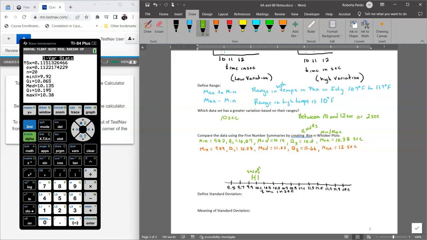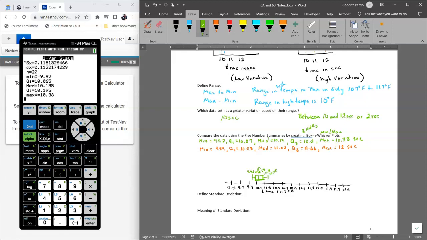So now we have 10.14. 10.2 is the end of our box. So our box is connected. Okay, so there's our box, and then the rest of the whisker is the maximum, 10.38, which is about right here.